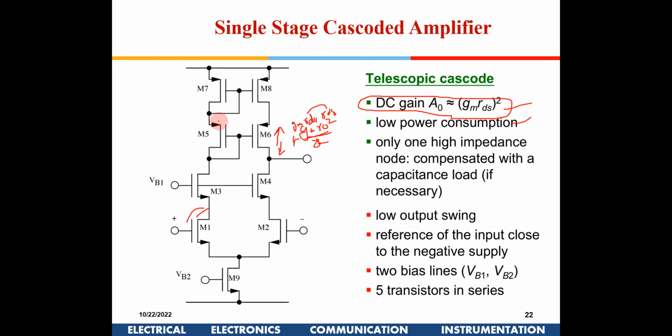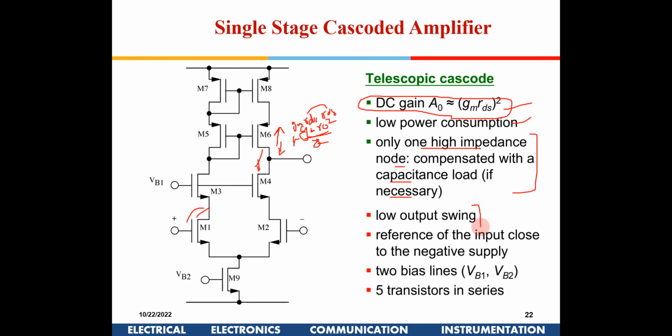Lower power consumption, obviously, since this is stacked one above the other, so the currents are lesser. High input, only one high impedance node, compensated with capacitance load if necessary. I'm not sure what they mean, but it is only one high impedance node, probably meaning when you are seeing from here to here.